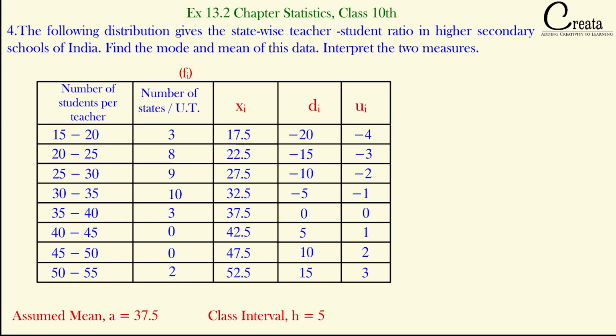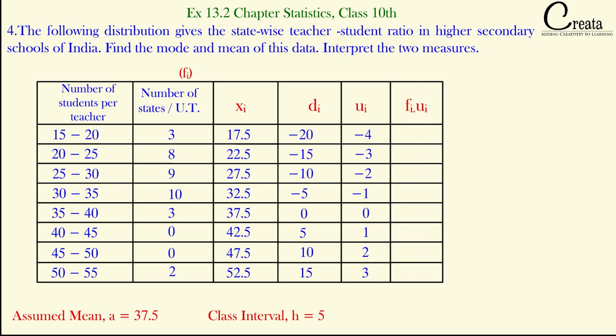This is the whole purpose of going to the next method, to simplify the calculations. So let's add the last column, which is fi into ui, in which we will multiply fi with ui. Let's do so. 3 into minus 4, it is minus 12. 8 into minus 3, it is minus 24. Next, it is minus 18, minus 10, 0, 0, 0, and 6. So we got the values of fi into ui.